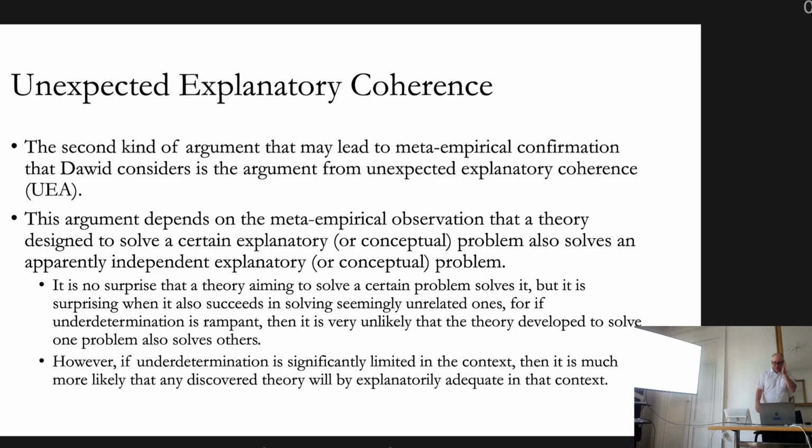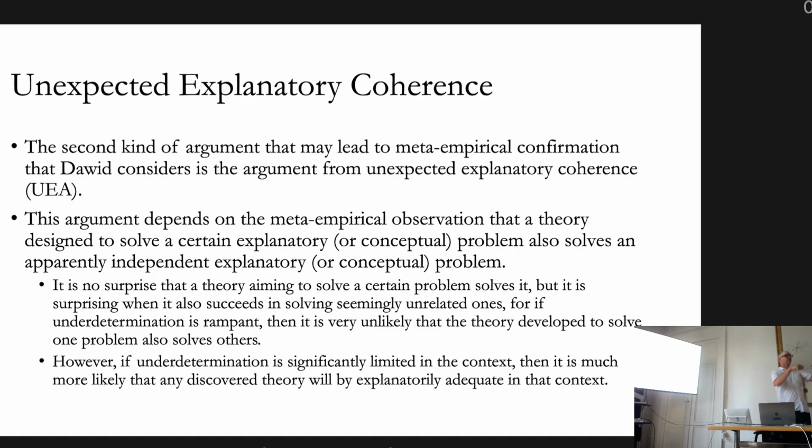Right? So if underdetermination were rampant, then it's very unlikely that a theory developed to solve one problem also solves another, just sort of a priori, as it were. Like think of an unlimited space of theories, you're trying to solve one explanatory problem, you find a solution. It seems much more likely that a theory that solves one problem doesn't solve this other one, right? So if underdetermination is significantly limited in the context, however, then it seems much more likely that any discovered theory will be explanatory adequate in that context.